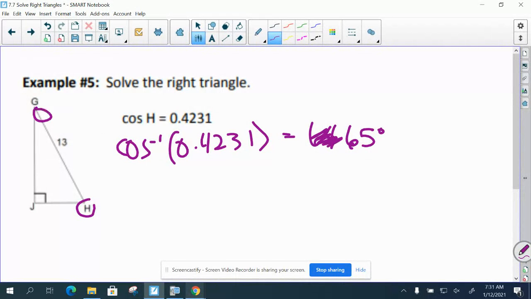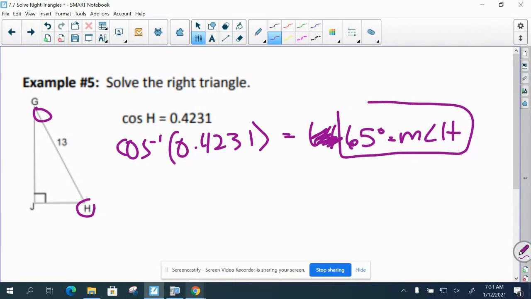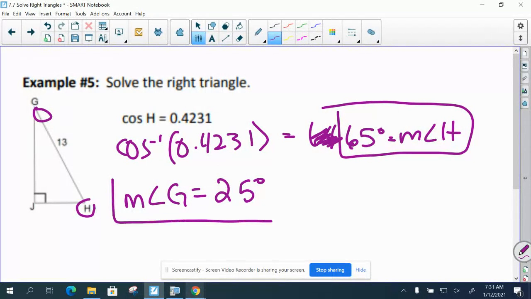And then for G, you can subtract that from 90. So that's the measure of angle H. It might be helpful to box your answers here. So the measure of angle G would be 90 minus that, which is 25. All right, now to get either one of these sides, we could use one of the sine or cosine ratios. So to get GJ, we would use sine. To get JH, we would use cosine of angle H.